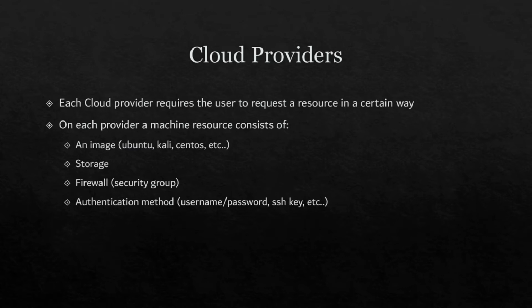And so when we go through the code, you'll see that for each provider, a machine resource is going to consist of an image. So we have to know what we're going to actually boot up, and that's usually like Ubuntu, Kali, CentOS, or it can be an image that you built, like an AMI for Amazon or a Google image. You're going to need to define some kind of storage on the system. It's got to save this data somewhere. Then a firewall or a security group, which is telling the resource what ports you want to allow in or out, and then an authentication method.